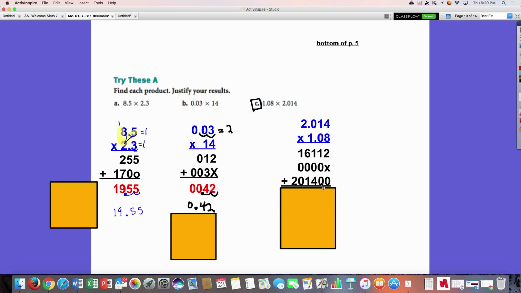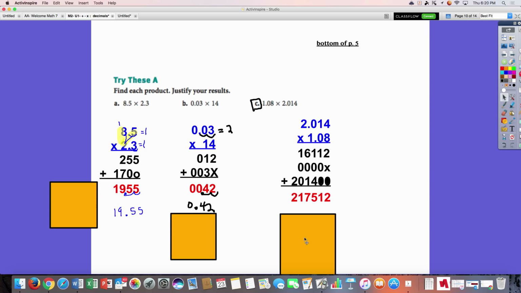I got 2 placeholders, right? It doesn't matter if I put a 0, an X, a smiley face. I can make some eyeballs right here. I could color them in as long as I got the correct number of placeholders. Then 1 times 4 is 4. 1 times 1 is 1. 1 times 0 is 0. 1 times 2 is 2. Then I just add those up.